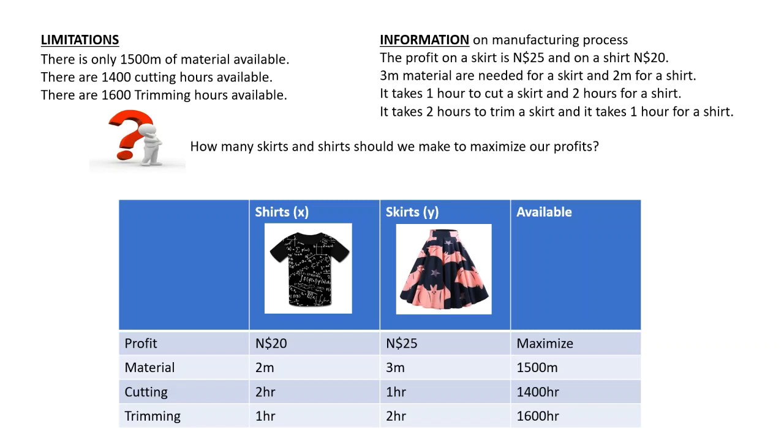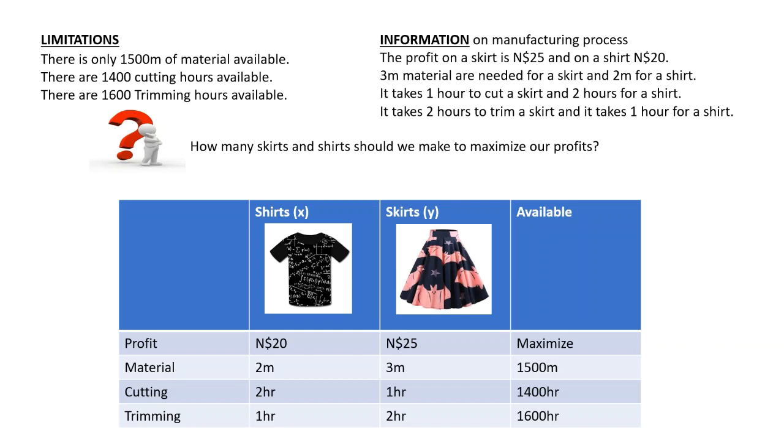I want it to be maximum. That's what I mean. Okay, then the material: one shirt takes 2 meters, a skirt takes 3 meters. How much is available? 1500 meters. That means no matter how many shirts and skirts we make, the total amount of material that we use cannot exceed 1500.